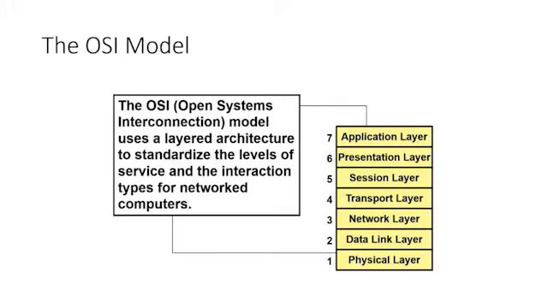Now the OSI model, the Open Systems Interconnection model, was created by the ISO folks, the International Standards Organization. This is a model that uses layered architecture to standardize the levels of service and the interaction types for networked computers or our networked systems. And you can see there I put out 7 layers. So there's 7 of them that we need to know: application, presentation, session, transport, network, data link, and the physical layer.